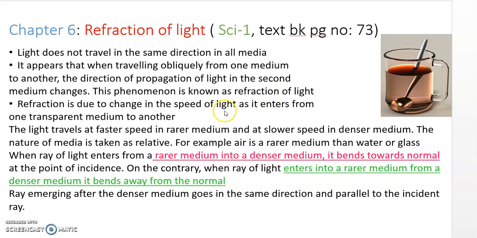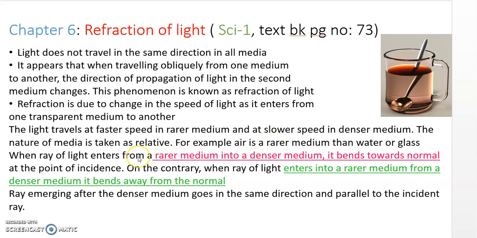So refraction is due to what? It is due to the change in the speed of light as it enters from one transparent medium to another. The light travels at a faster speed in the rarer medium, which is generally air, and at a slow speed in the denser medium, which is generally taken as water or glass. The nature of the media is taken as relative. For example, air is a rarer medium than water or glass.